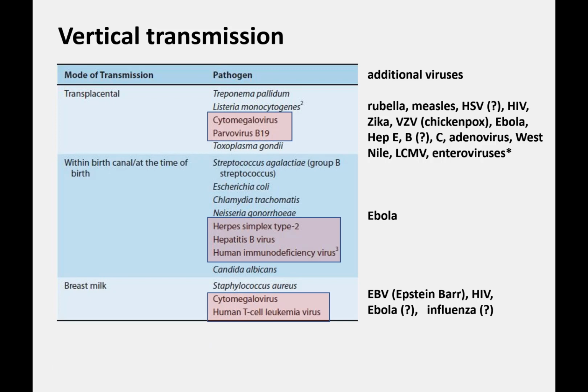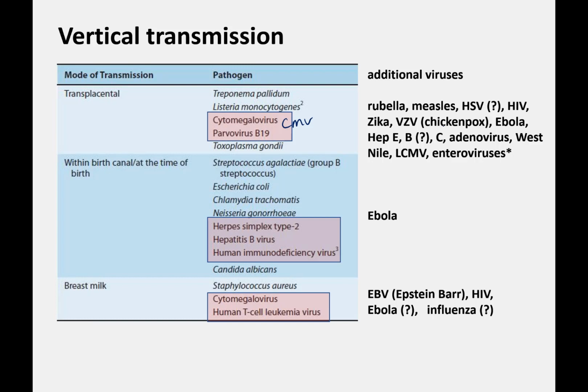So highlighted in kind of a pinkish red color are some of the viruses. The other ones are either bacteria or protozoa. But CMV, cytomegalovirus, parvovirus, rubella, measles, herpes simplex virus, HIV, Zika, chickenpox, Ebola, maybe some of the hepatitis, adenovirus, West Nile. Why can I not remember what LCMV is? Anyways, these can all potentially cross the placenta and infect the developing fetus.